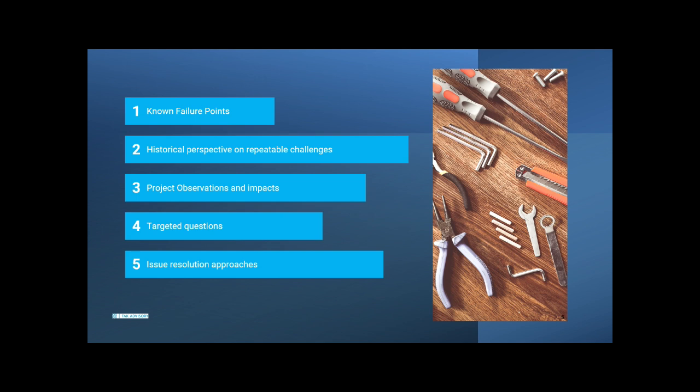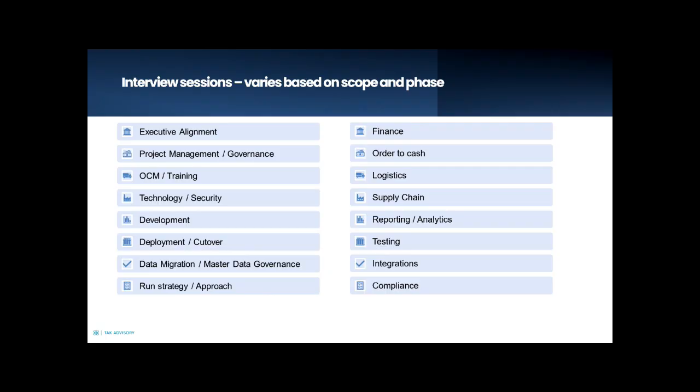As we stated in a previous session, we have a toolbox of items that we use to come up with this analysis. Known failure points and red flags, historical perspectives on repeatable challenges we see often, project observations and impacts from other engagements. We have a set of targeted questions based on the major and minor areas. And we also have issue resolution approaches that we've seen over the past to help make suggestions.